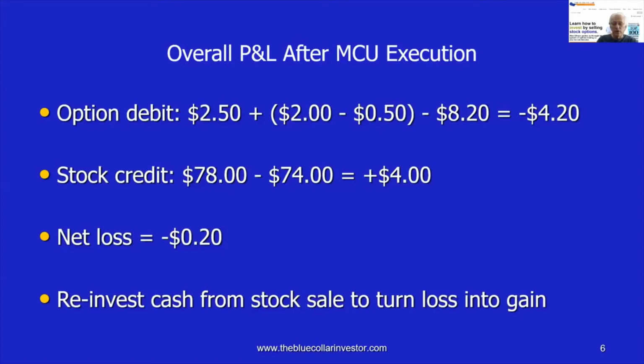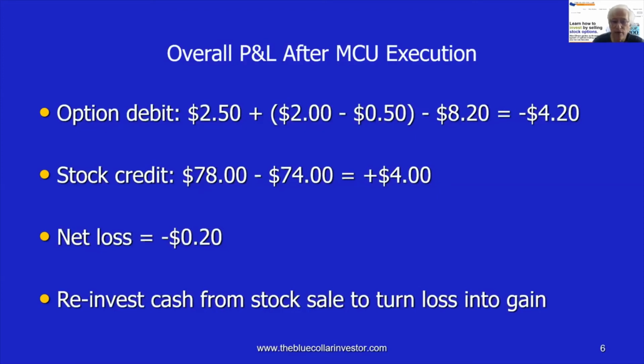Now let's have a look at the stock side. Originally, we paid $74 for the stock, but we ultimately sold it at $78. So that left us a stock credit of $4 per share, which if you take that in connection with the $4.20 we lost on the option side, that gave us a net loss of 20 cents per share. Now, is it possible to generate significantly more than that with half the contract to go? And the answer is most likely yes.